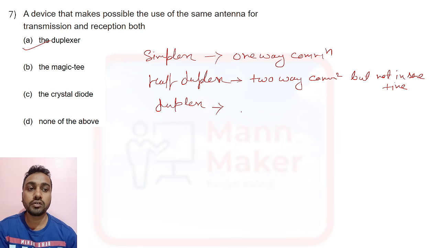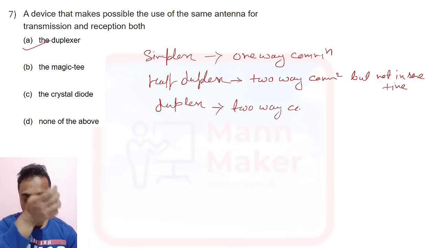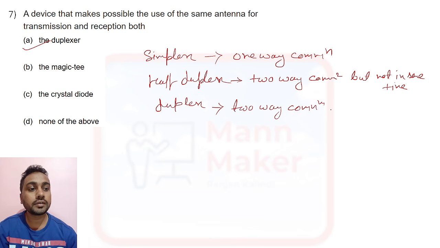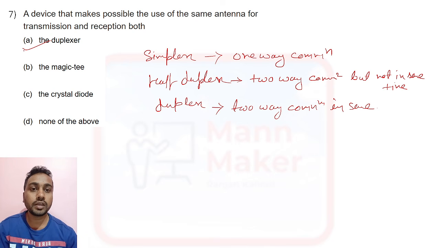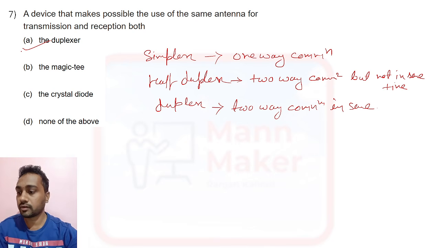Then duplex or full duplex. This is also a two-way communication at the same time. Means at a time you can transmit the signal and receive the signal, like our telephone. So from here option A will be the right answer. Okay.